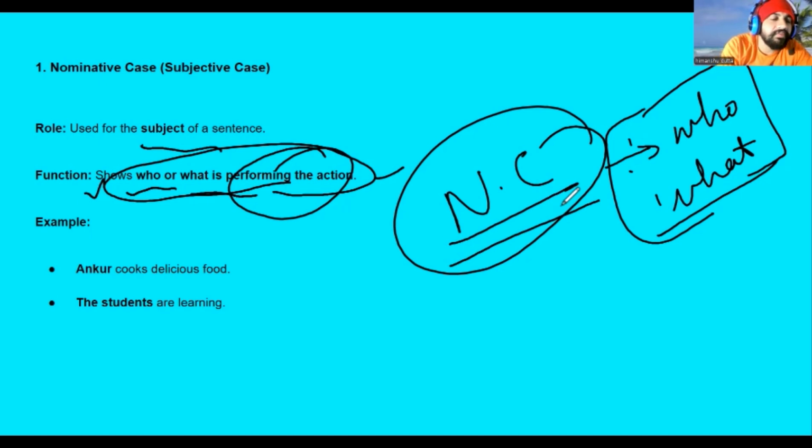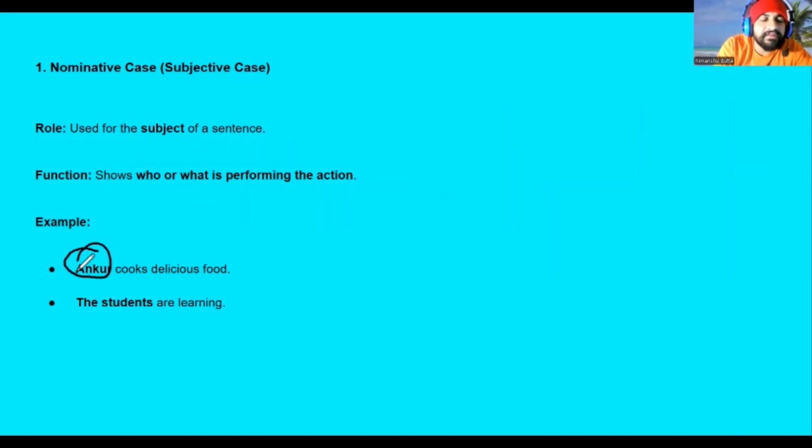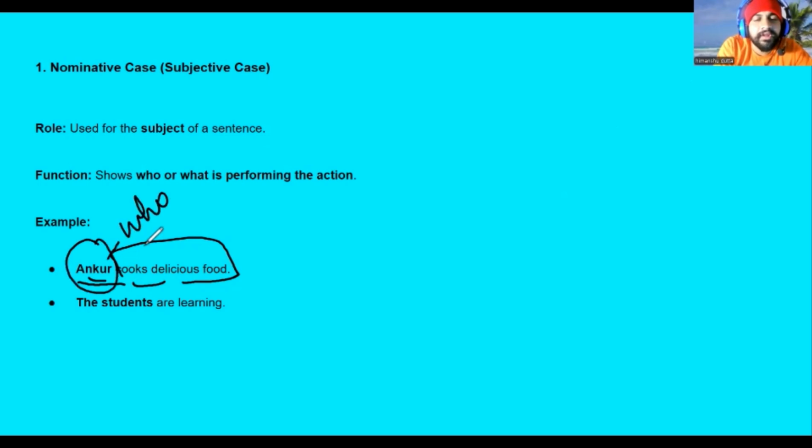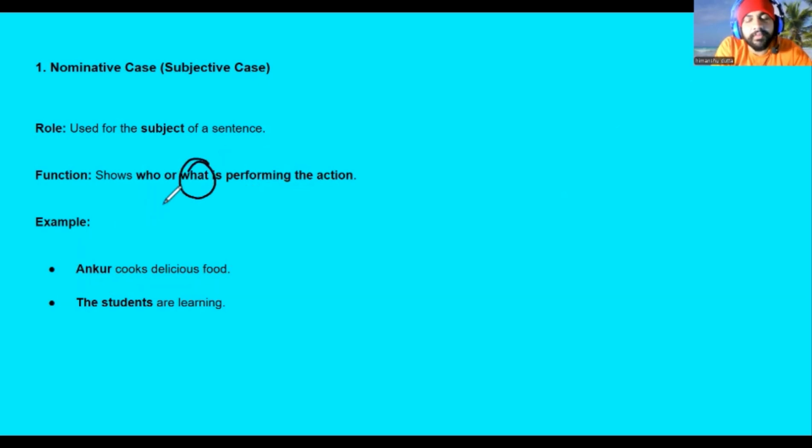What's in the nominative case? We have an example. I've taken the example of Ankur. Ankur cooks delicious food. So who is performing the action? Ankur is performing the action. Here we are not talking about what is performing the action; if it is a non-living thing, then we can use the word what. But here we are talking about a living being, and Ankur cooks delicious food. So somebody who is performing the action is written in the beginning.